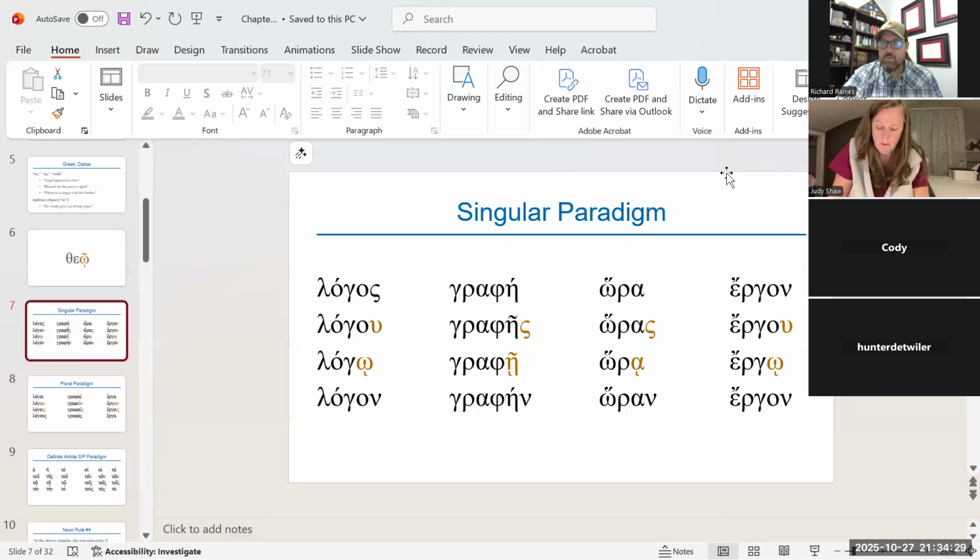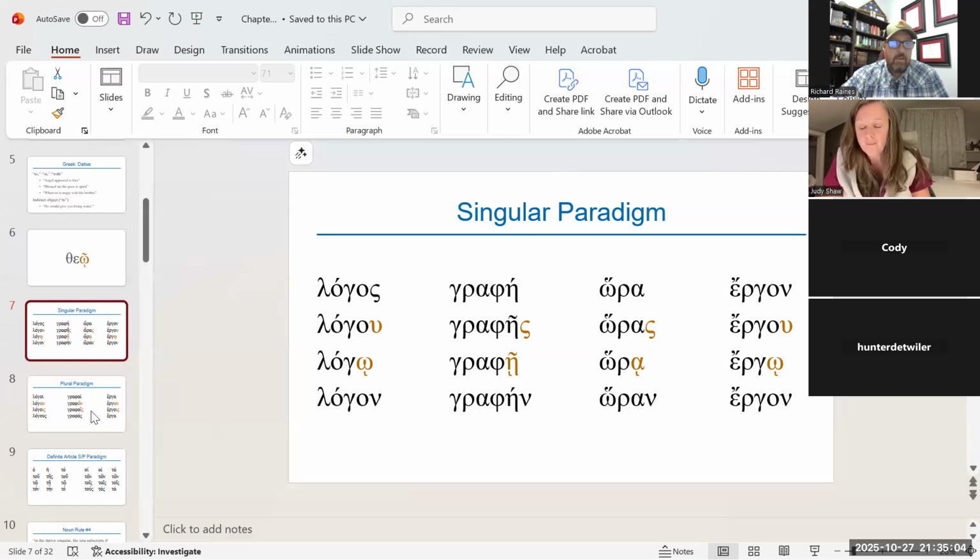All right. What about ergo with the omega and the subscript? Ergo. What is the gender? Neuter. Okay. What is the case? Dative. What is the number? Singular. Translate it for me. To work. That's right. To work, in work, or with work, depending on the context. And what is the lexical form? Ergon.